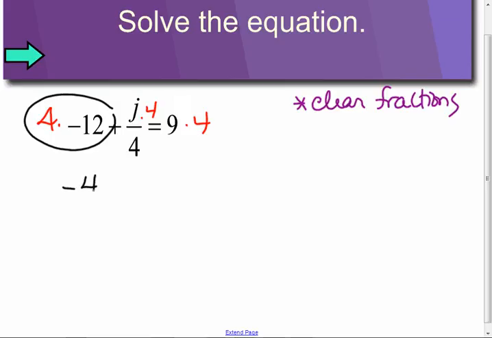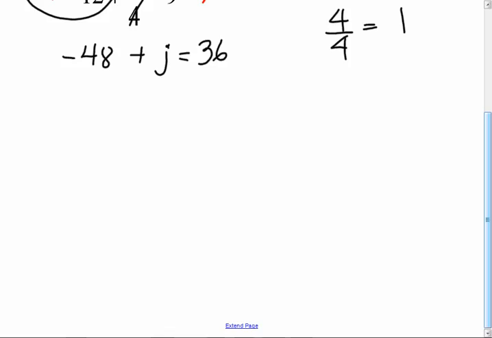Negative 48, right? What happens to the 4s here? They cancel out. What's 4 divided by 4? 1. I don't want that 1/4 there. I don't like that, so that cancels. And this is equal, plus J is still there, Miss J. Equals what? 36. Now the numbers are a little bit bigger, so I'm not going to guess and check as easily. So I'm going to show my work, and I am tired today. So I am going to get J all by itself by getting rid of a negative 48. What do I have to do to do that? Add 48.